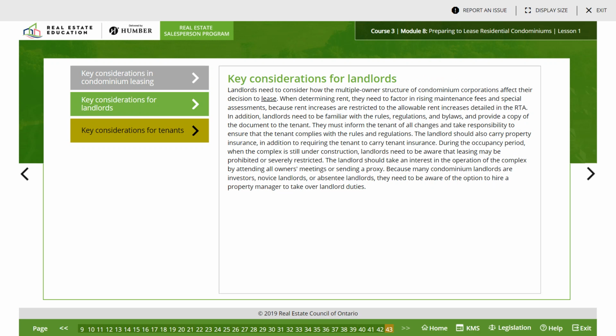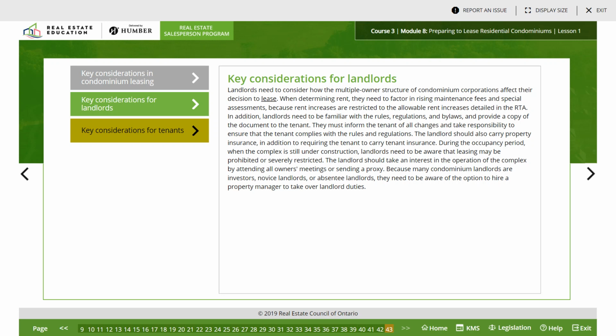Key considerations for landlords. Landlords need to consider how the multiple owner construction structure of a condominium corporation affects their decision to lease. When determining rent, they need to factor in rising maintenance fees and special assessments because rent increases are restricted to the allowable rent increases detailed in the RTA.